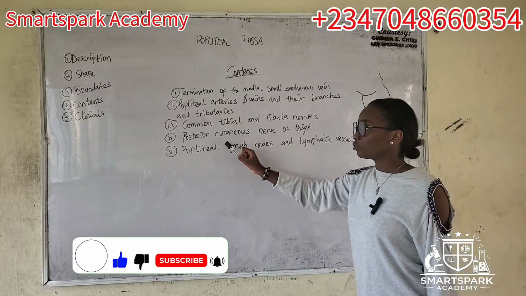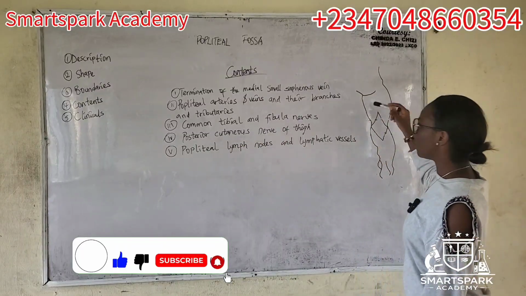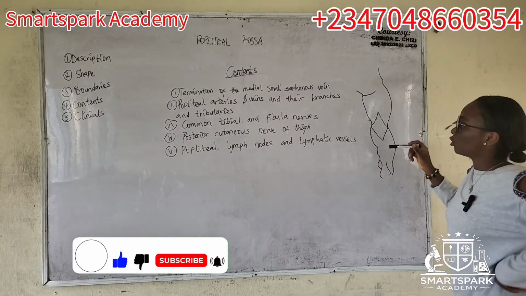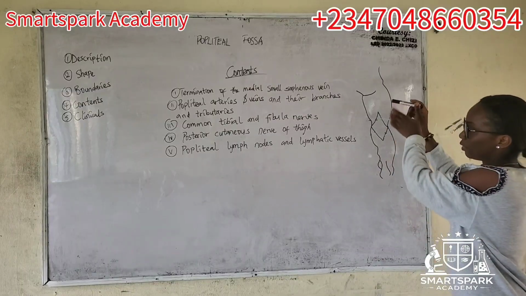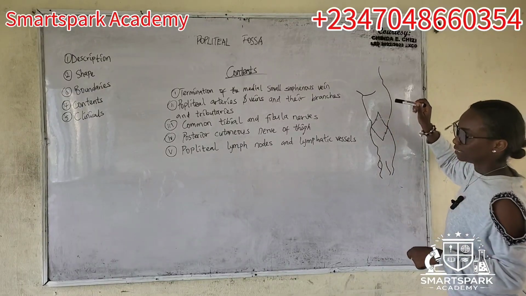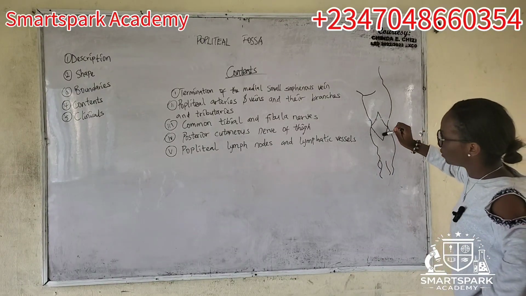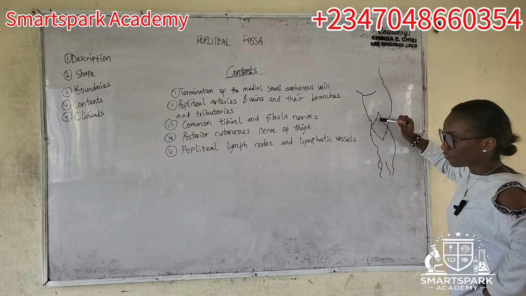We have the posterior cutaneous nerve of the thigh. The nerve found in the thigh is also found here. We've talked about the nerve found in the leg. Now, we are talking about the nerve found in the thigh. The common tibial and fibular nerves, the posterior cutaneous nerve of the thigh.